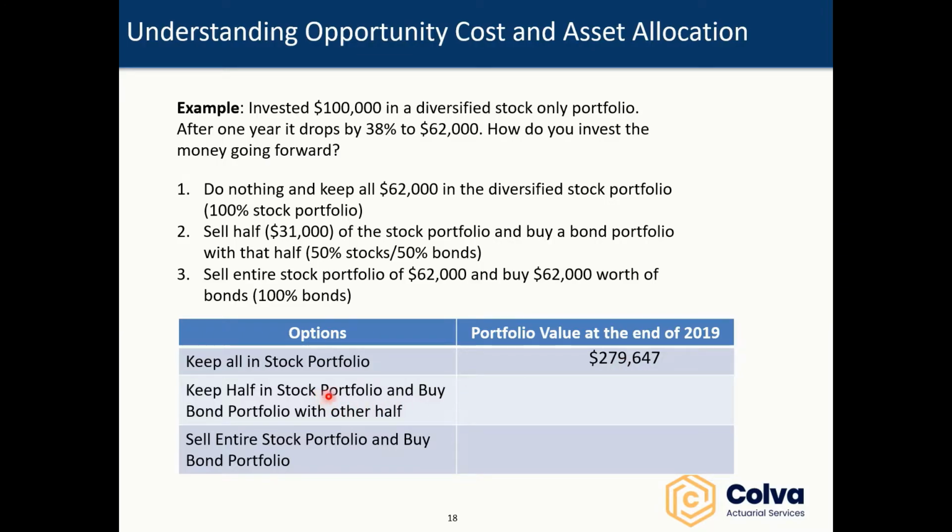If you kept half in the stock and half in bonds, here's where you'd be. You'd be at $185,000. So if you sold the entire stock portfolio and bought a bond portfolio, you would only have $91,000. So that 100% bond portfolio is only at $91,000 10 years later. The importance of showing this is to show the effect of opportunity cost, and of being scared, of being emotional and pulling your money out of the stock simply because you had a loss. So that decision cost you almost $200,000 as opposed to keeping it in a stock portfolio.